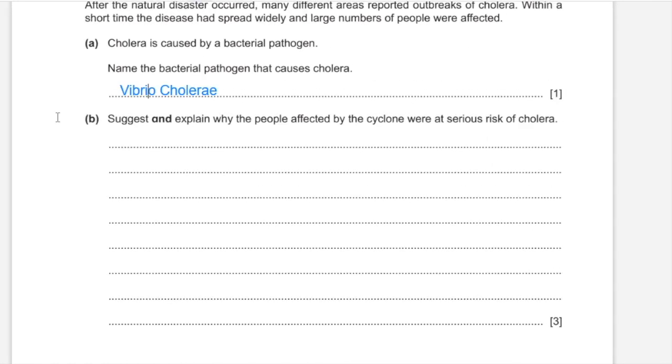B. Suggest and explain why the people affected by the cyclone were at serious risk of cholera. The cyclone led to water flooding into areas, and this water was contaminated with the bacteria, and people could get infected by transmission of bacteria from water to these people by, for example, them handling cooking utensils without washing their hands after using contaminated water, which is how they could have ingested the bacteria.